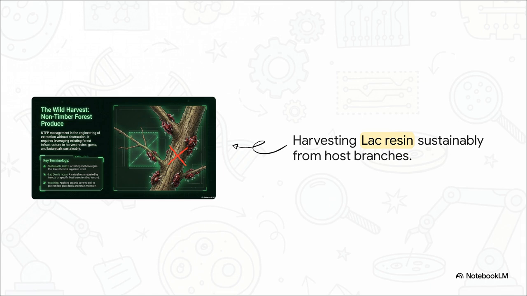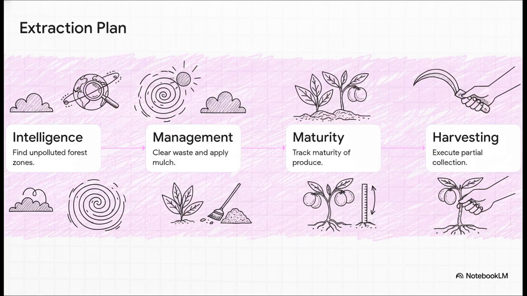The goal here is a sustainable yield, meaning we utilize harvesting methodologies that leave the host organism and the surrounding ecosystem completely intact. Our sustainable extraction operational blueprint starts with deep site intelligence. We have to identify unpolluted zones and gather meteorological data just to track the ideal harvest windows. From there, it's about managing the host by clearing waste and applying mulch to strengthen the root systems. Finally, in Step 4, we execute a partial collection using specialized tools like sickles to prevent uprooting the host tree. It's just a perfect example of human tools adapting to nature's blueprint.